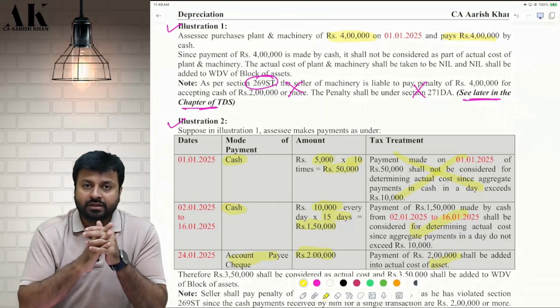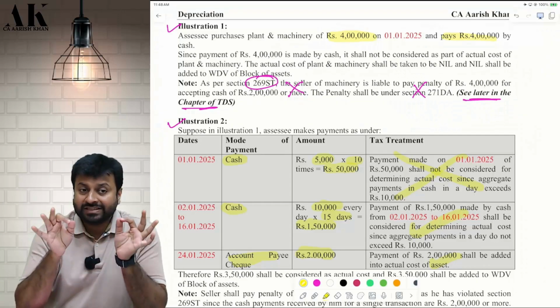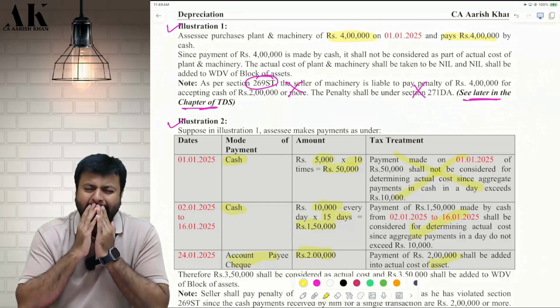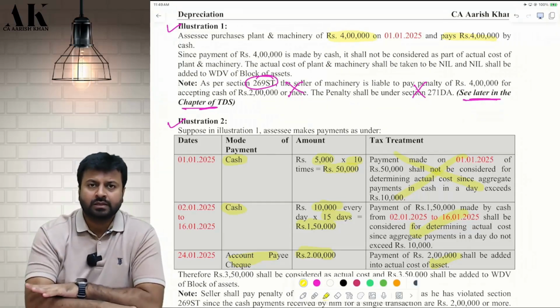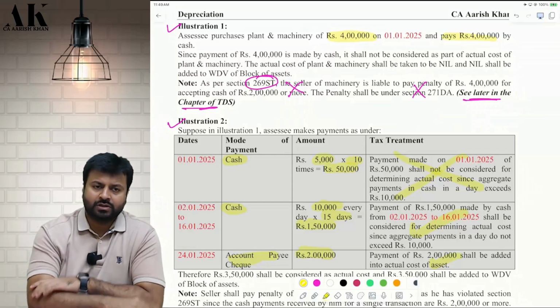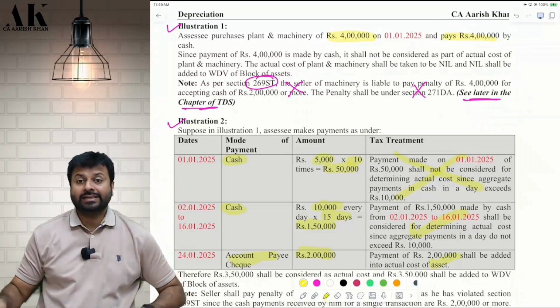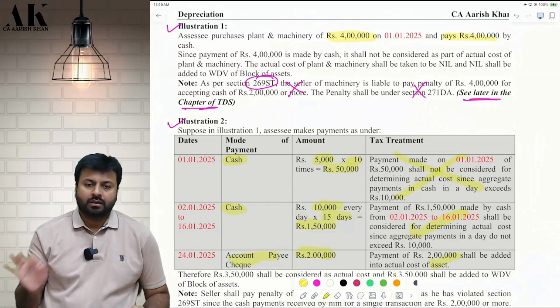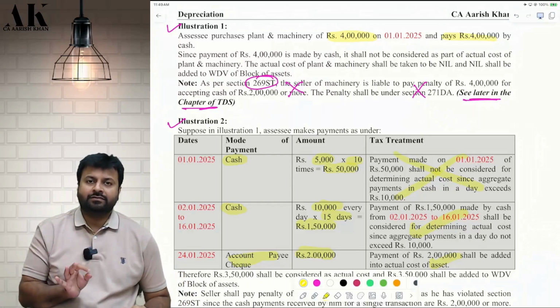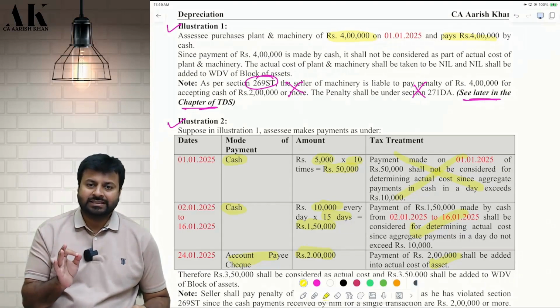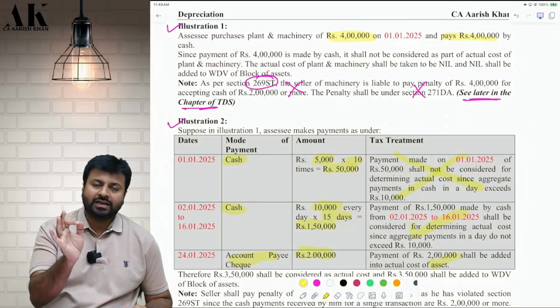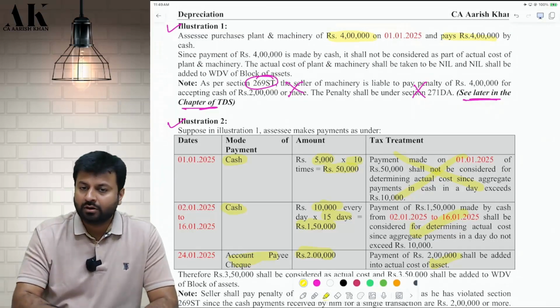Now pay attention, please. There is one section which is mentioned over here. We are not doing that section today, but I'm just giving you a brief idea about that. There is a section, you can see over here, 269ST, which says that no person shall receive from any other person cash, etc. of 2 lakh rupees or more. I'm not allowed to receive cash.